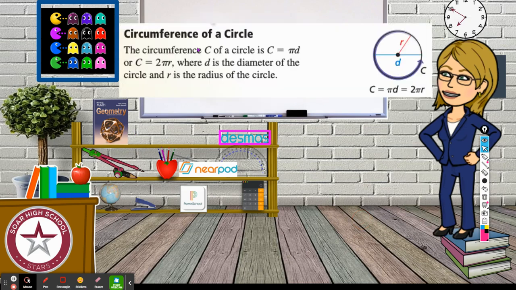All right, circumference. Okay, the circumference of a circle is C equals pi times the diameter, or C equals 2 times pi times the radius. So remember, the diameter is all the way across, the radius is just halfway. Okay, so circumference is a C, pi is this symbol here, diameter is the D, radius is the R.